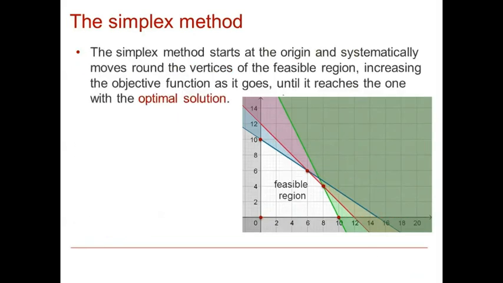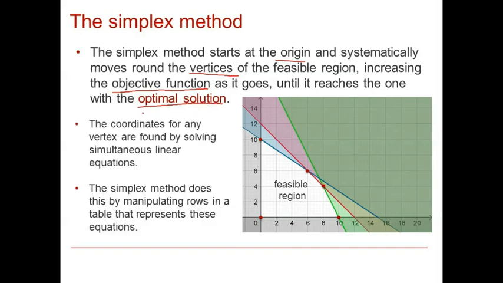So 8 and 4 in this example would be our optimum solution. So the Simplex method starts at the origin and systematically moves around the vertices of the feasible region, increasing the objective function as it goes until it reaches the one with the optimal solution. So the Simplex method solves the simultaneous equations for us, and it does this by manipulating rows in a table, and the rows in the table represent these equations.